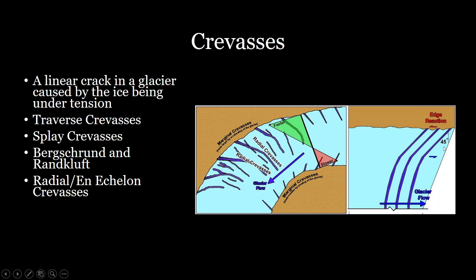You can also have en echelon crevasses form as you have friction against the side of a valley floor. That friction will slow down the glacier along the edge, whereas it's moving faster in the center of the glacier. And that difference in velocity will cause tension and therefore crevasses.